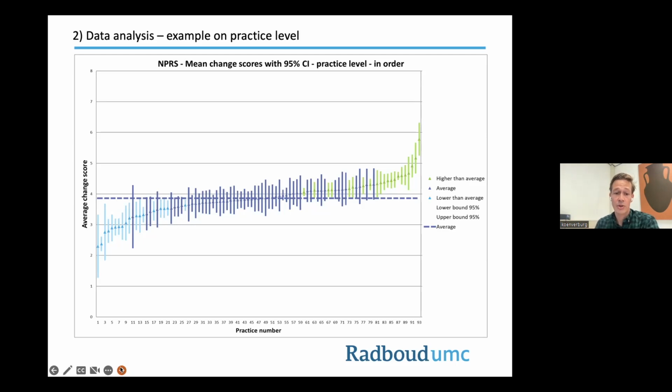So one of our goals was to estimate the discriminability of indicators between practices. And here you can see that we were able to discriminate outcomes between physical therapists or physical therapy practices.